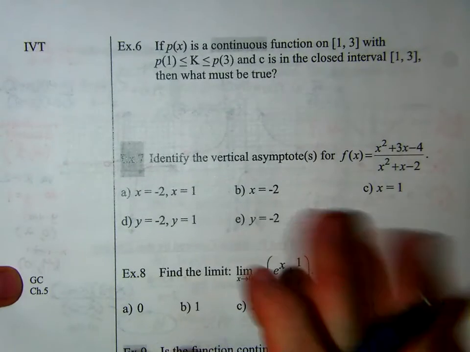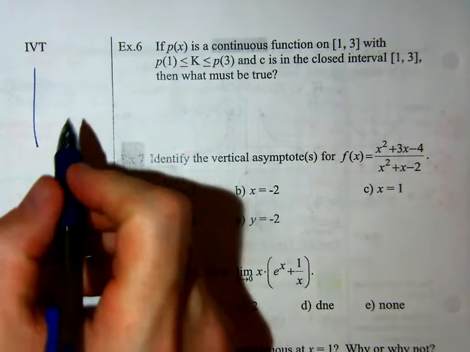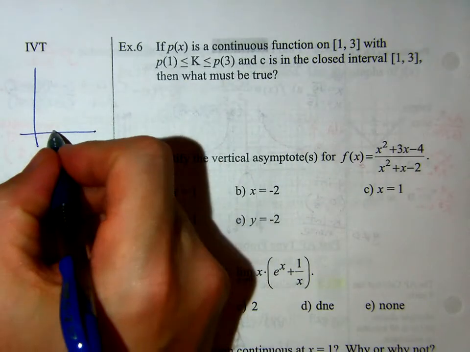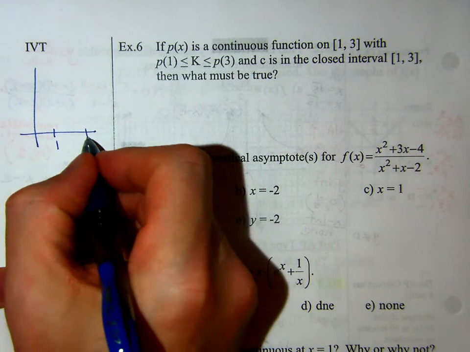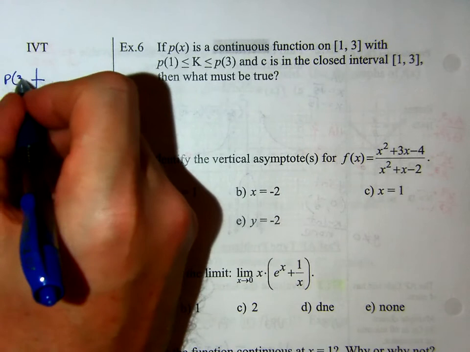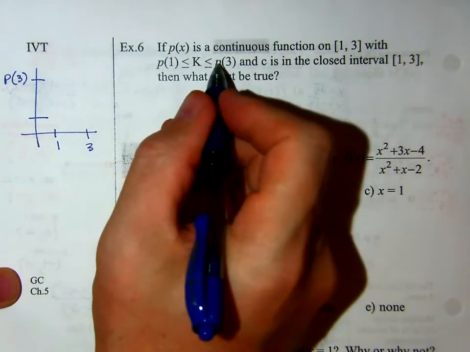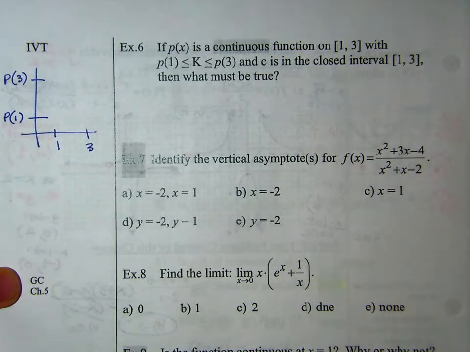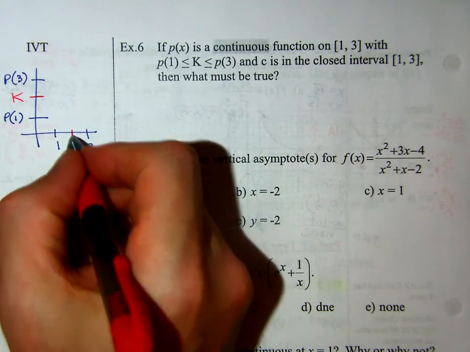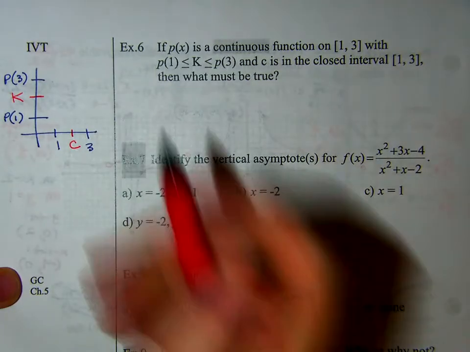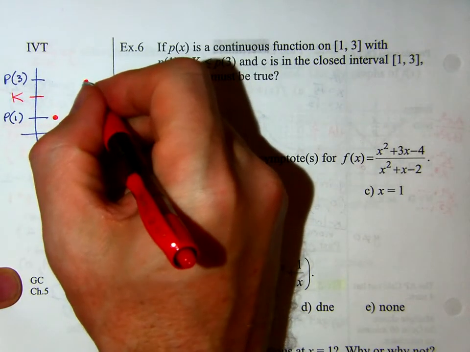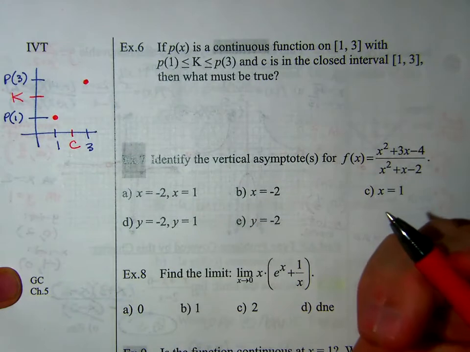So sometimes on the test they like to give more conceptual questions where they're not giving you an actual function that you can plug in. So we have 1 and 3 down here, and we have P of 3 somewhere. I'm going to put it up there. Oh yeah, it's above. And they tell us we have a K up here, and we have a C in here somewhere. Doesn't matter. And so at 1, that's that, and this is here. Now they tell us that it's continuous between those points right there.